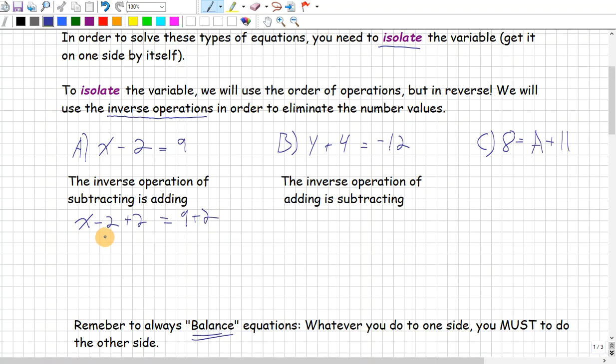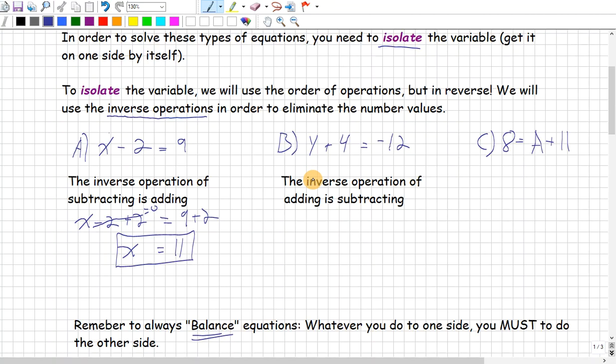So in a sense, when I subtract 2 and add 2 on the left-hand side, it cancels because this actually equals 0. On the left-hand side, I'm just left with my variable x by itself. The minus 2, I've gotten rid of by adding it, and I have to balance the equation, so I have to add it to the other side as well. So I get a final value of x is equal to 11.